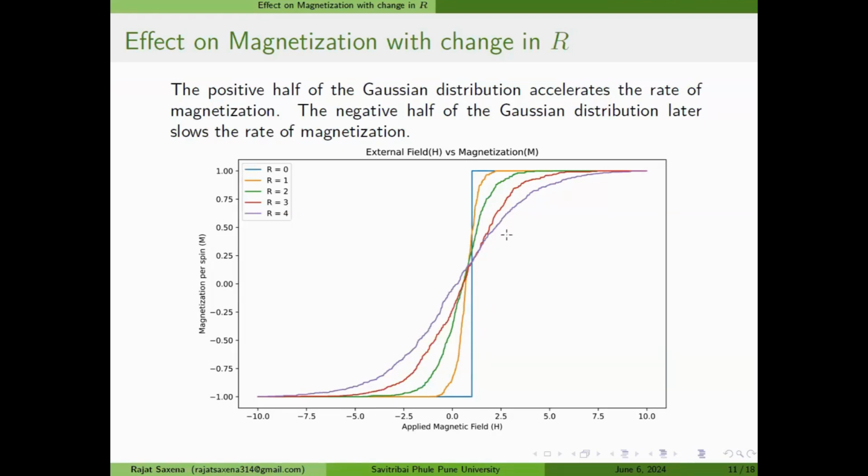When an external field is applied, the second the external field becomes positive, the entire system will instantly magnetize in one big jump. So that's what is being shown here. And another thing, which for some might be very obvious, but I found it very fascinating: the positive half of the Gaussian accelerates the process of magnetization.